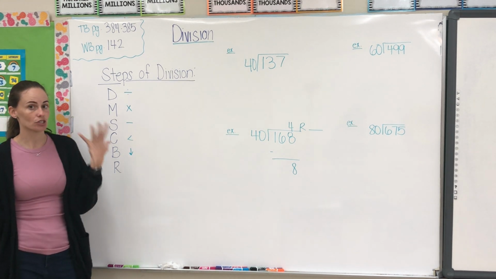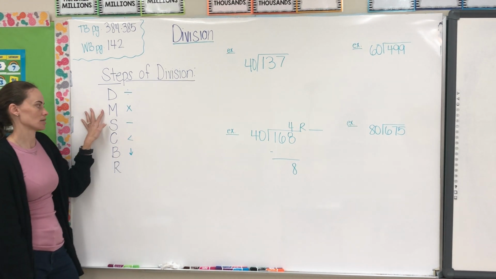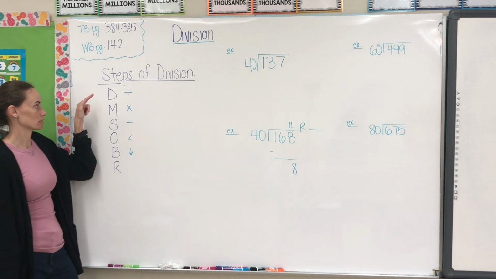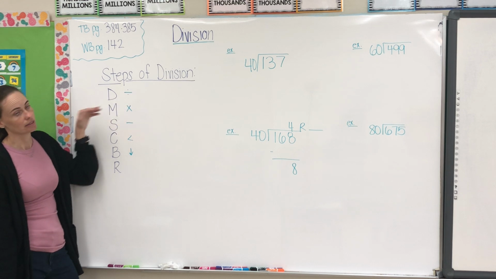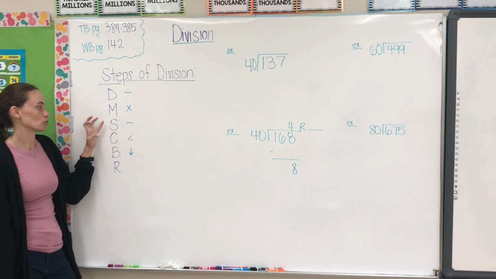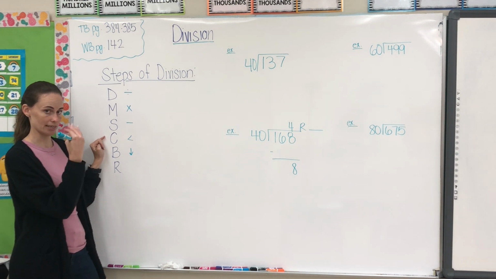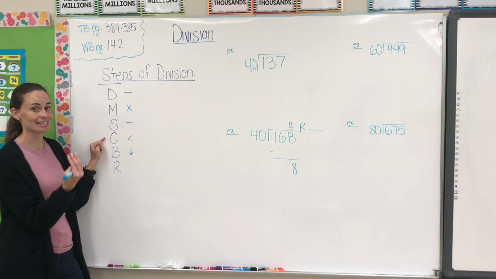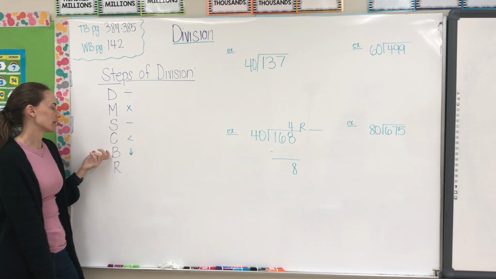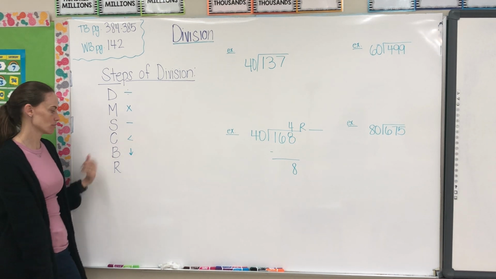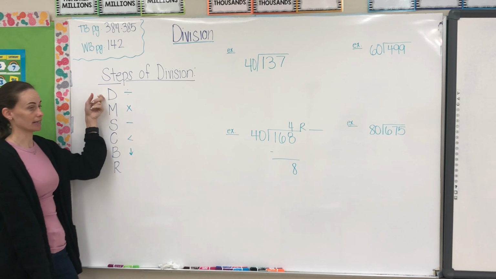So remember, the little saying is, does McDonald's sell cheeseburgers, right? And what does that stand for? The first thing you do is divide, then you multiply, you subtract, you compare the answer that you got from that subtraction and make sure that it's less than the divisor, and then you can bring down the next number if there's any numbers to bring down, and you repeat the steps again.